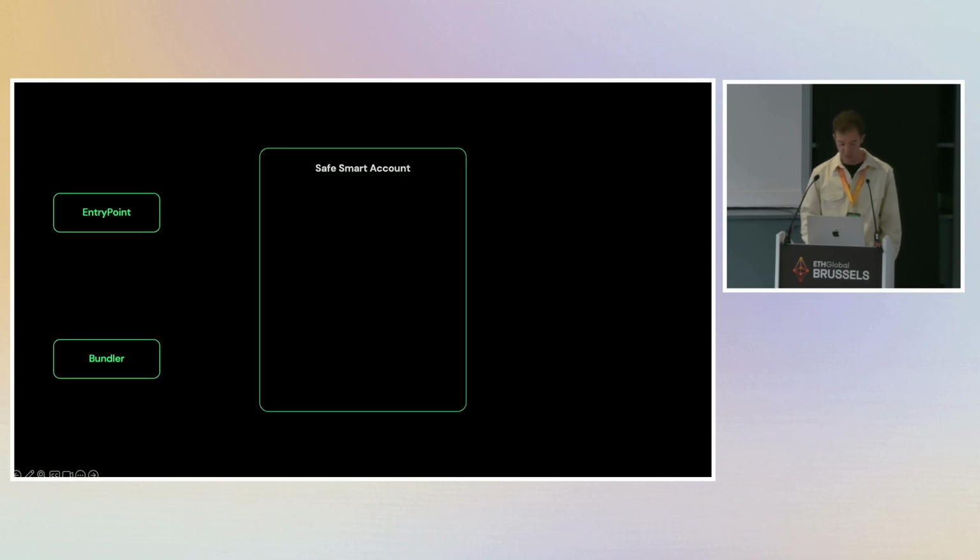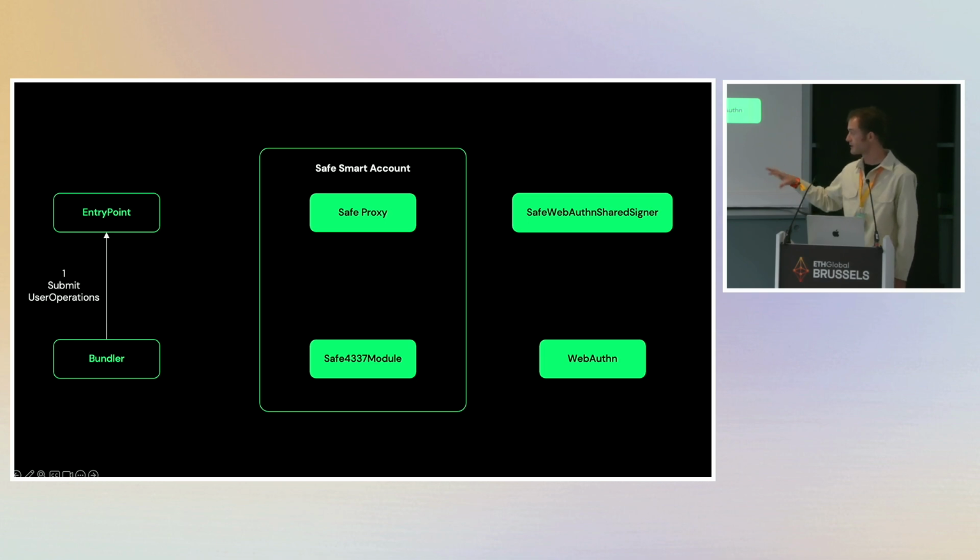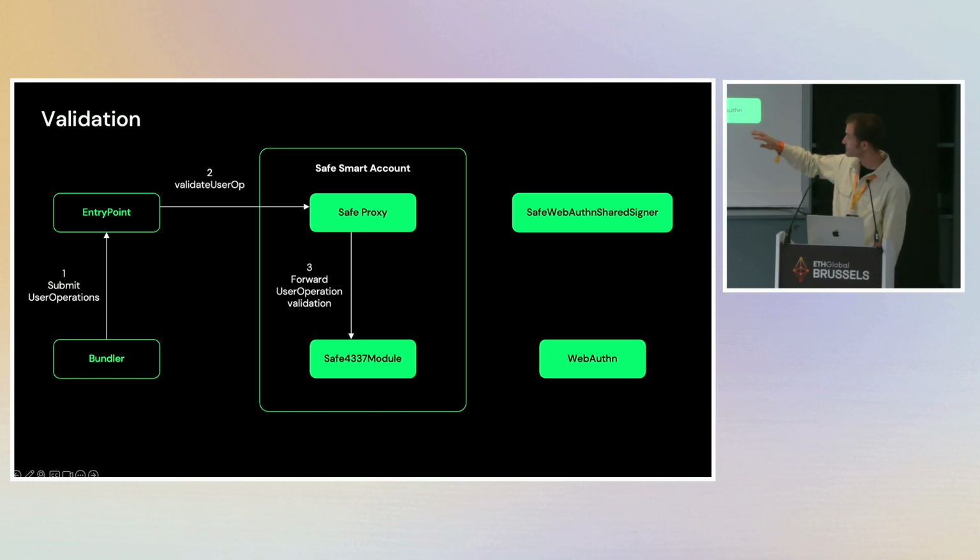And now with ERC-4337, how the flow would look like is something like this. Are you familiar with the ERC-4337 flow, validation and execution phases? It starts with the bundler. After you create and sign the transaction, you send it to the bundler and to the entry point, and then the entry point calls your Safe to validate the signatures. It provides the transaction and the signatures.